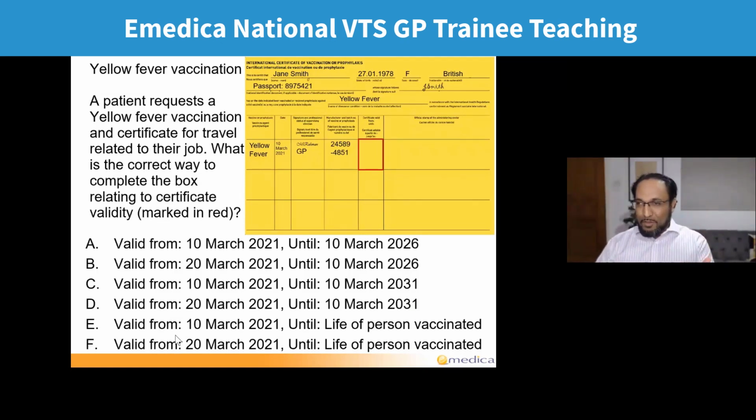Has anyone seen one of these before? This is called the International Certificate of Yellow Fever Vaccination. Okay, in many countries throughout the world, there's a standardized form. Like each country has their own version. Okay, but it's recognized internationally.